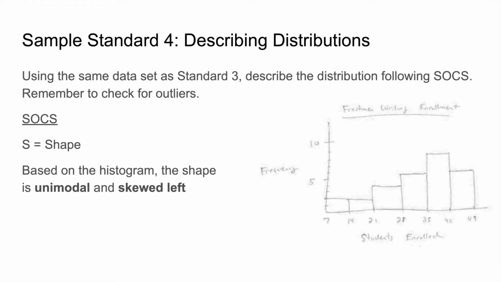So again, this is the histogram from standard 3. Looking at the histogram, there is a slight tail on the left-hand side, so I would say that it is skewed left. Also it is single peaked. It seems like there's a peak between 35 and 42, but just one single peak on this graph. So it is unimodal, which means one peak, and skewed left. That is our shape.